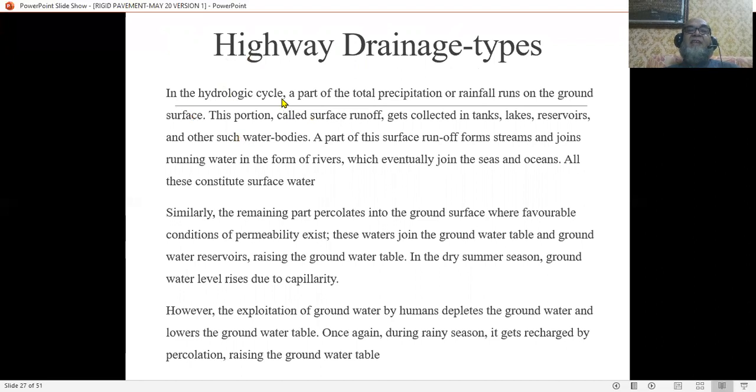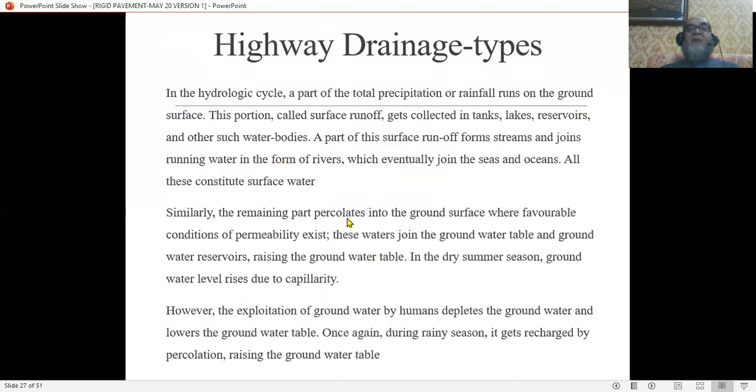In the hydrologic cycle, a part of the total precipitation or rainfall runs on the ground. This portion is called the surface runoff. It gets collected in tanks, lakes, reservoirs, and other such bodies. A part of this runs off from streams and joins running water in the form of rivers, which eventually join the seas and oceans. All these constitute surface water.